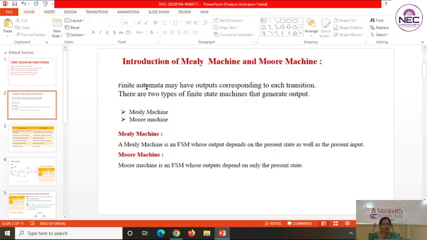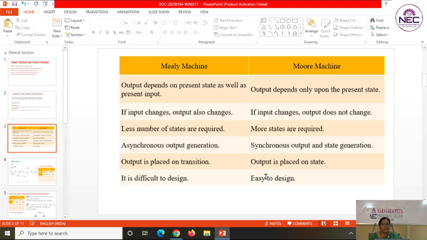A finite automaton may have output corresponding to each transition. There are two types of finite state machine that generate output. The first one is the Mealy machine, the second one is the Moore machine. A Mealy machine is an FSM whose output depends on the present state as well as the present input. A Moore machine is an FSM whose output depends only on the present state.